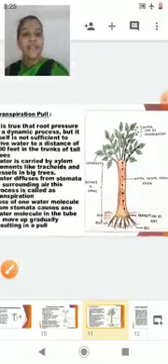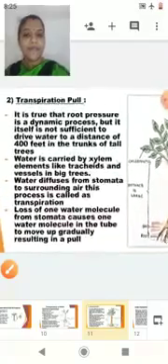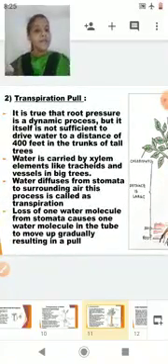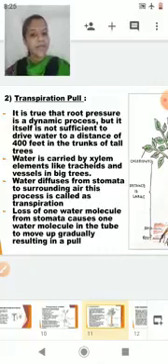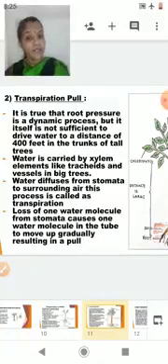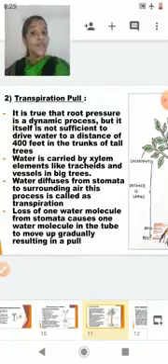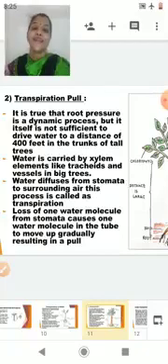Okay, so let's read here what it is. Water is carried by xylem elements like tracheids and vessels in big trees. Water diffuses from the stomata to the surrounding air. This process is called transpiration. Loss of one water molecule from the stomata causes one water molecule in the tube to move up gradually, resulting in a pull. Is it clear?